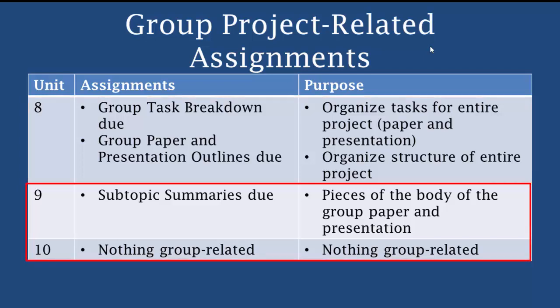One way we split up the research and the writing work in the group project is to have each member of the group do research on a different subtopic related to the main topic of the scenario. Then each member of the group writes a subtopic summary with references in it. These subtopic summaries become pieces of the body of the paper and the presentation later. So during Unit 9, everyone in your group should be done with their research and subtopic summaries, which is part of building the group paper.